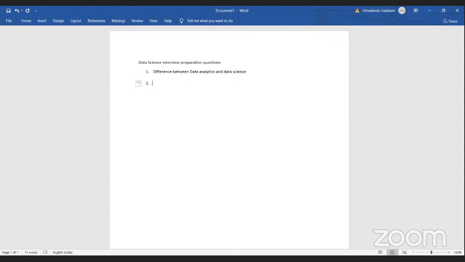Our next question is, what are the stages of CRISP-DM and which stage is more important?